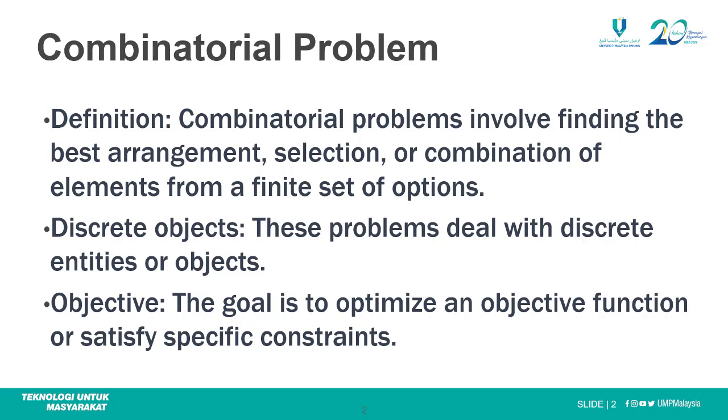The combinatorial problem deals with discrete entities or objects. So we are dealing with discrete objects or discrete parameters. The objective of this problem is normally to optimize the objective function that we set or satisfy specific constraints. So we need to set the objective function for the problem, and later on we will work out how to calculate the objective function and then code it into related programming tools, and then finally optimize the objective function that we have coded.